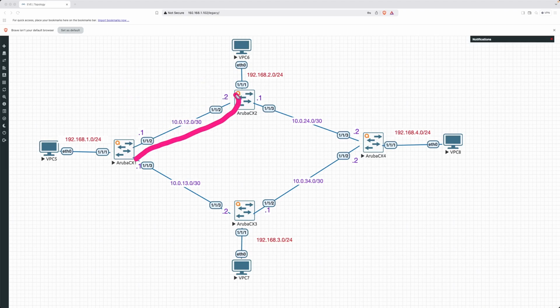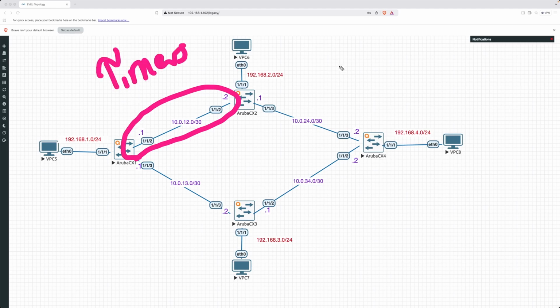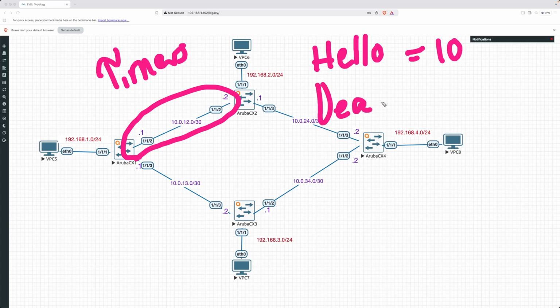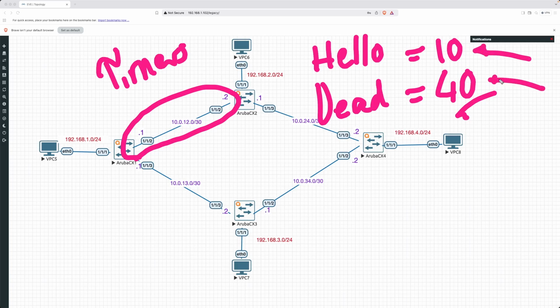Now, across this connection here, another thing that has to be agreed upon is what are known as the timers. Specifically, each speaker is going to be sending what are known as hello messages, and by default, they are going to be sent every 10 seconds. Now, if you don't hear anything from an OSPF speaker, we're going to have what is known as a dead interval, which is going to give us some grace period, whereby we will wait a specified period of time before removing that neighbor relationship. So the default for hello timers are 10 seconds, and we wait 40 seconds for the dead timer.